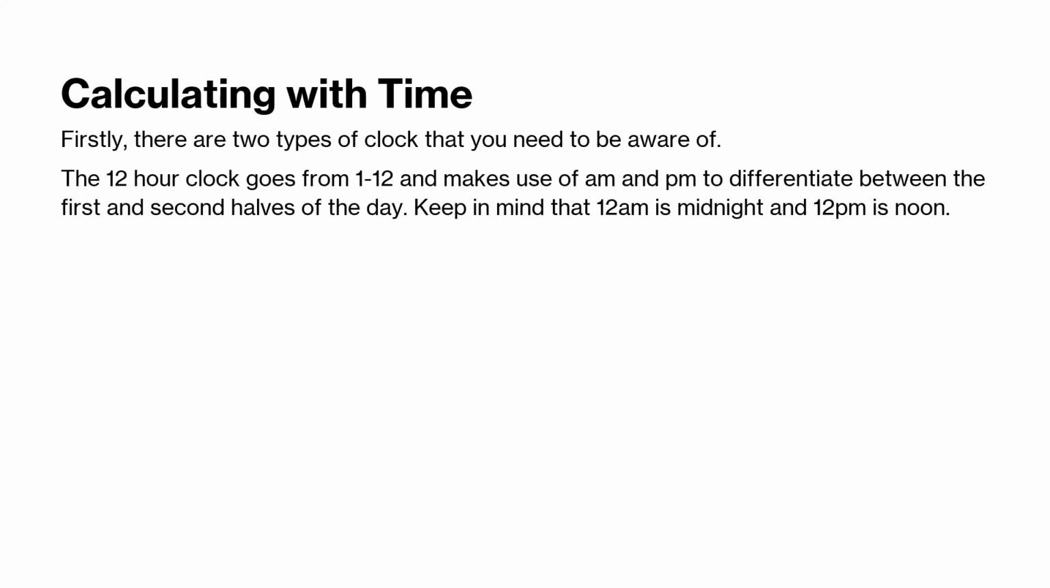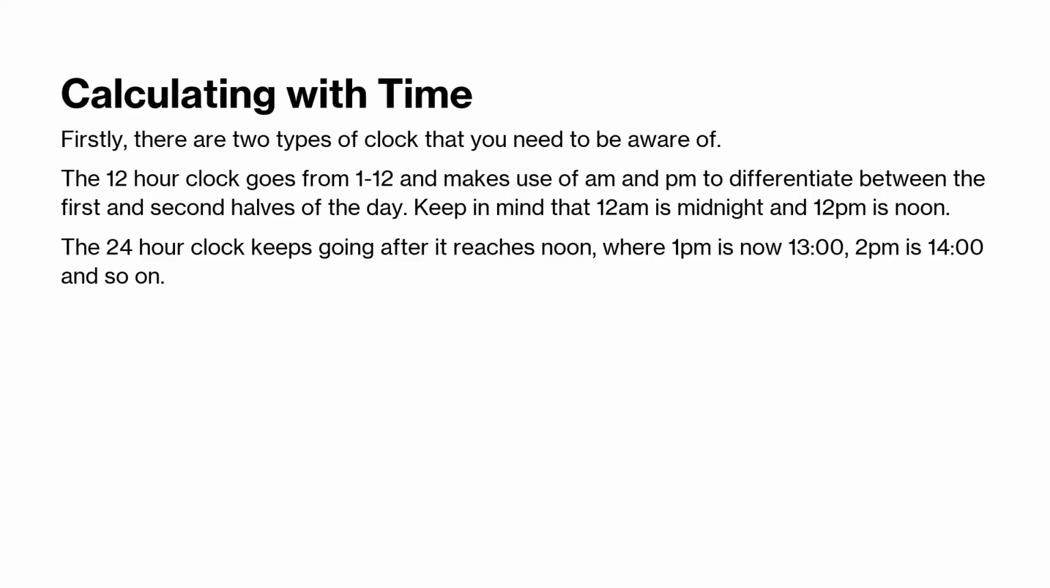The 12-hour clock goes from 1 to 12 and makes use of AM and PM to differentiate between the first and second halves of the day. Keep in mind that 12 AM is midnight and 12 PM is noon. So 12:05 AM is 5 minutes after midnight, 12:05 PM is 5 minutes after noon.